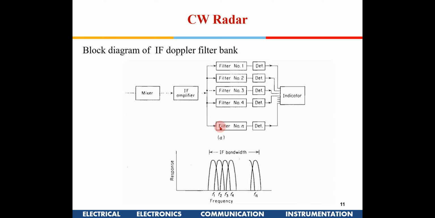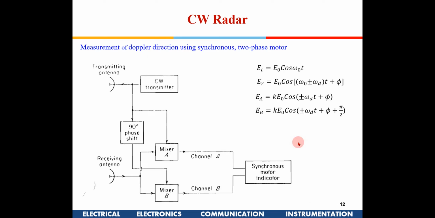If that happens, what we can do is have an IF Doppler filter bank. Each of these represents the response of one filter, each tuned like this, so an appropriate filter can be decided, to eliminate the noise and select only the desired Doppler frequency. So you could deploy a Doppler filter bank within the CW radar receiver. That is how this works.